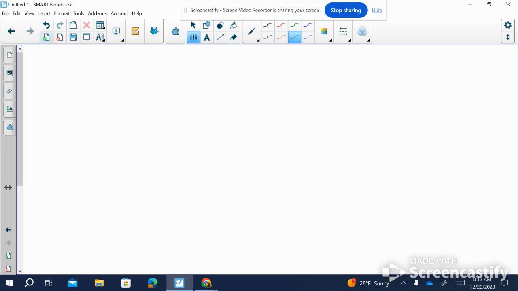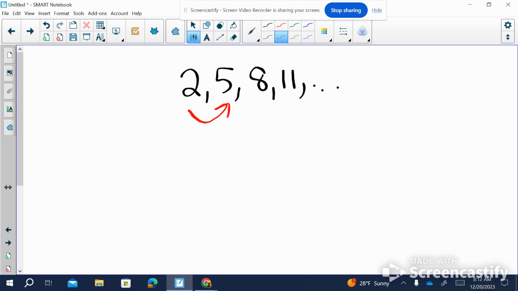So let's look at an example. If I gave you 2, 5, 8, 11, and so on and so forth, first I want to see, does this have a common difference? 2 plus 3 is 5. 5 plus 3 is 8. And 8 plus 3 is 11. So the common difference is 3.